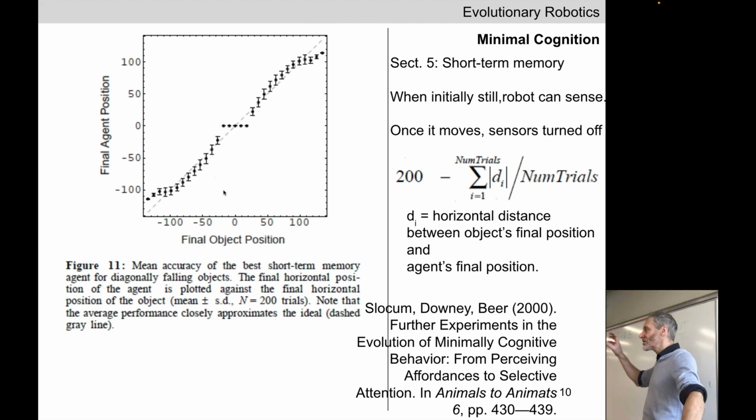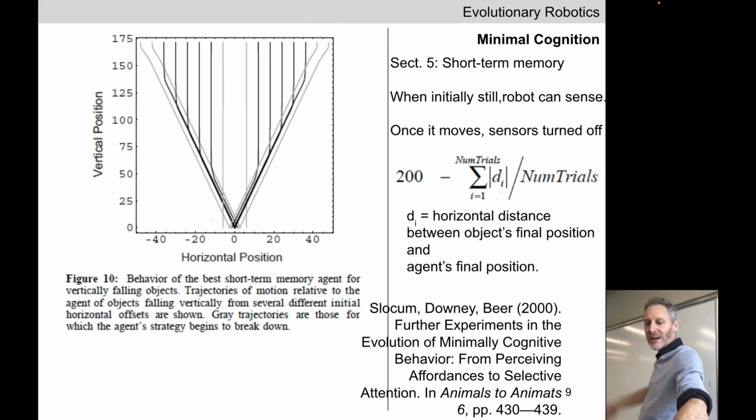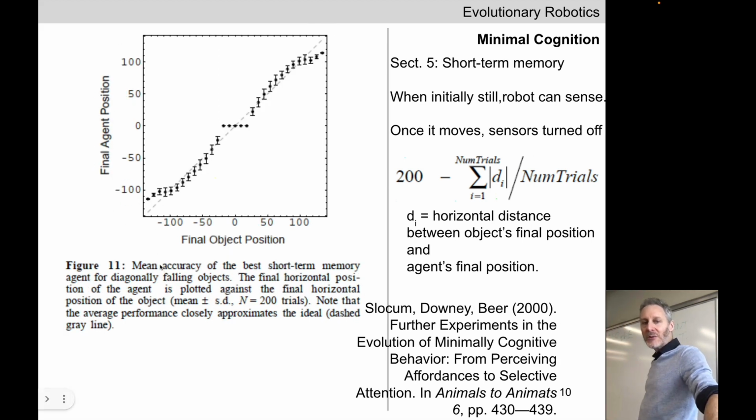Okay, they took the same evolved CTRNN. Now they dropped a whole bunch of objects that fell at diagonals to the robot. What we just saw were objects that were falling straight down. And again, we have on the horizontal axis final object position. Where did it hit at the bottom of the screen? And then the final angle position. Where was the agent at the bottom of the screen when that happened? How is the CTRNN enabling the robot to handle diagonally falling objects?